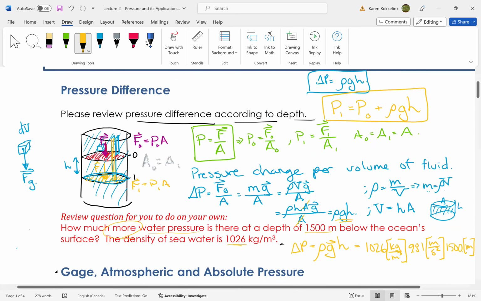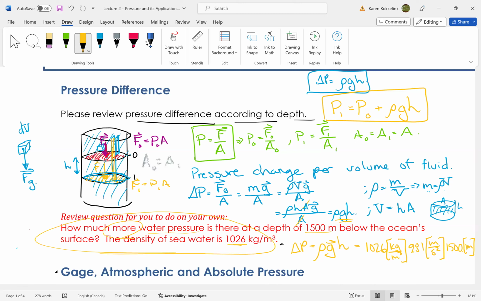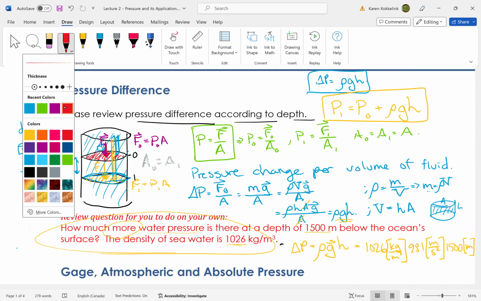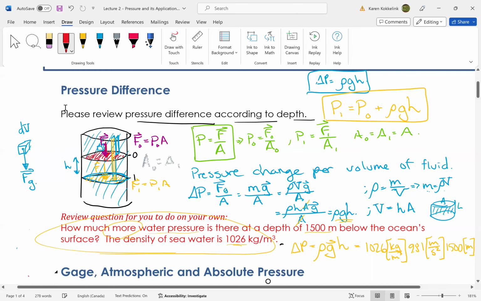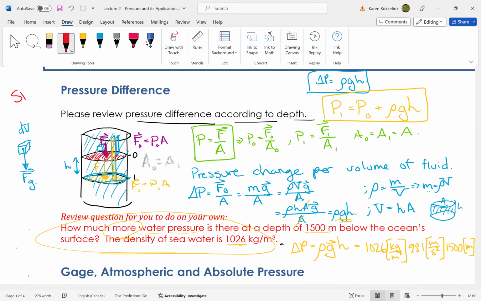So this is a great practice question for the change in pressure equals rho g h. And the type of question this is, remember we talked about statics and dynamics, the type of question this is in fluids is a statics problem, a classic statics problem, and a good one to review.